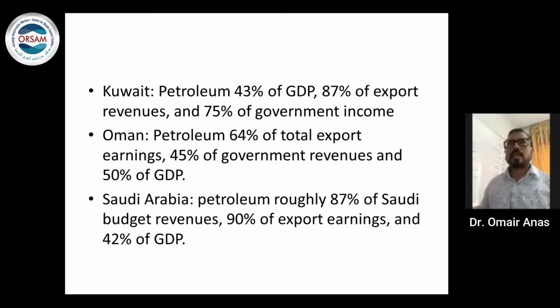Just a few data I would like to show you. For example, if you see Kuwait, petroleum makes 43% of GDP. 87% of what they export is all about petroleum. And 75% of income is coming from the government sector, which means that they don't have enough private economy. In Saudi Arabia, 87% of the Saudi budget is coming from petroleum, and 90% of their export is about oil.